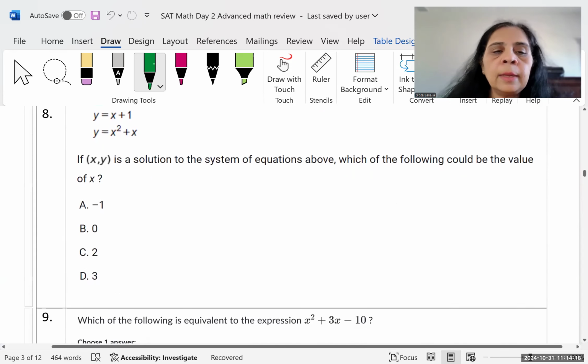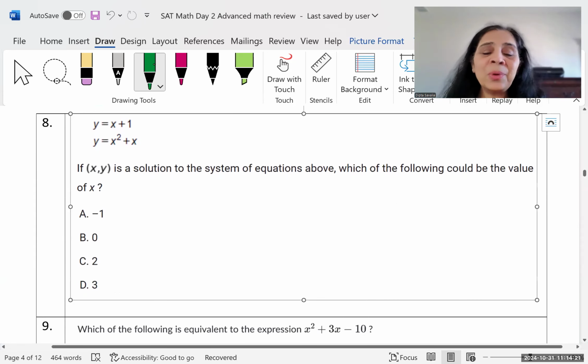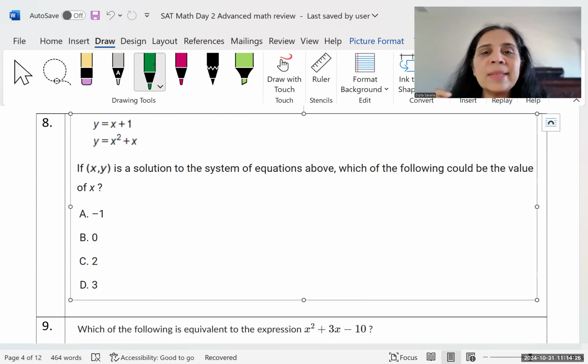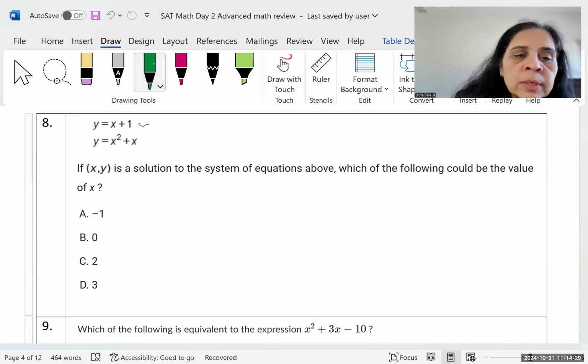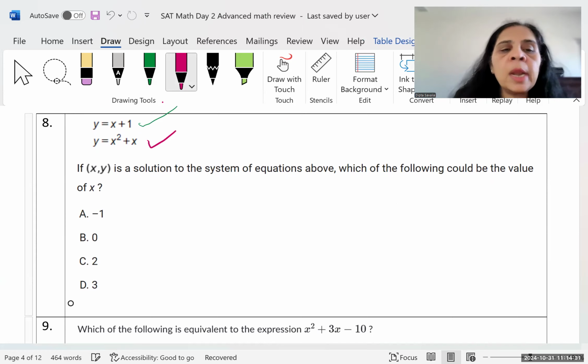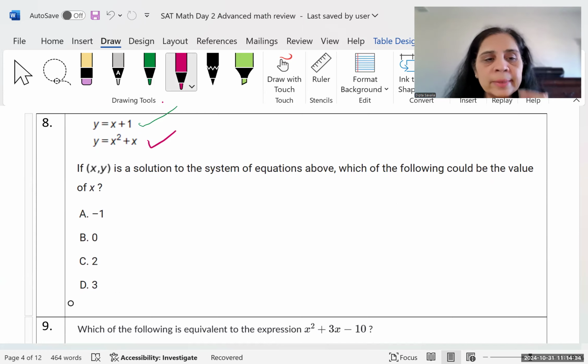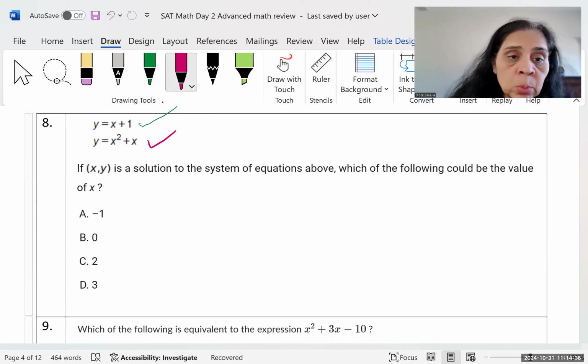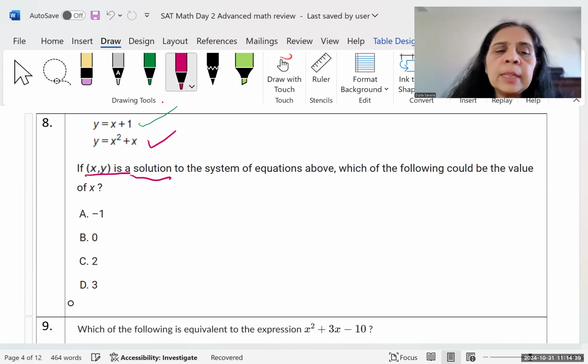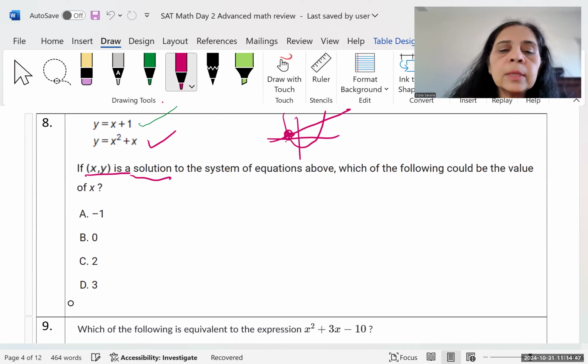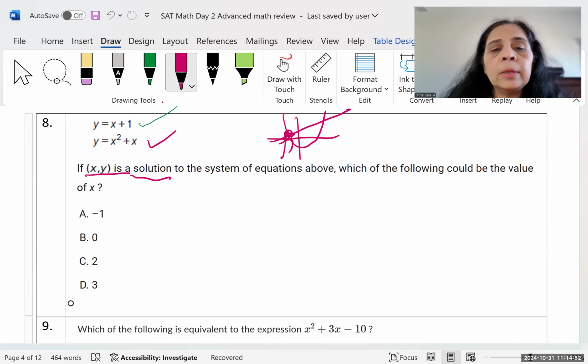Let's see, number 8. We have 2 equations. What does that mean, right? Whenever we have more than one equation, that means a system. And we can see the first equation is linear, the second is quadratic. So we have a non-linear system here. If x, y is a solution, would that mean if you draw both graphs, they will intersect somewhere? That is the solution, right? Maybe we have 2 solutions, maybe 1. So wherever they are intersecting, that's a solution.